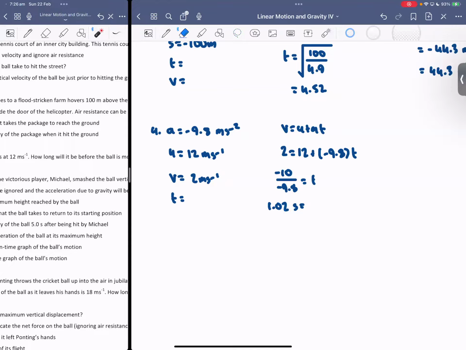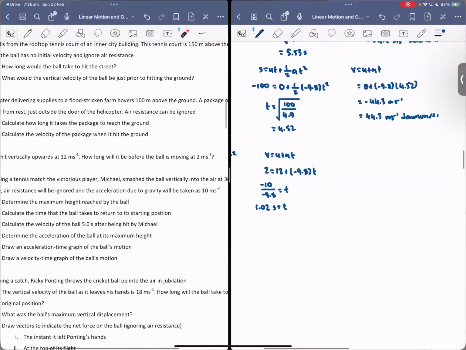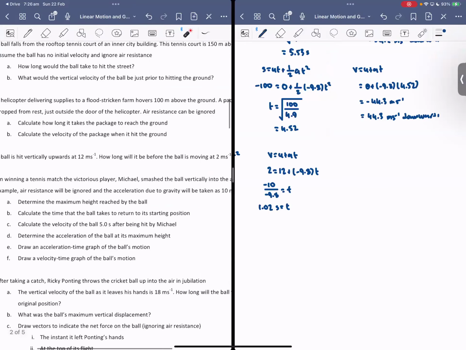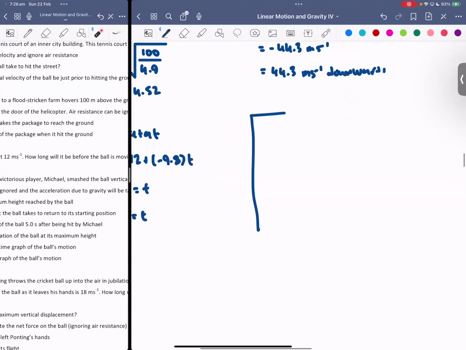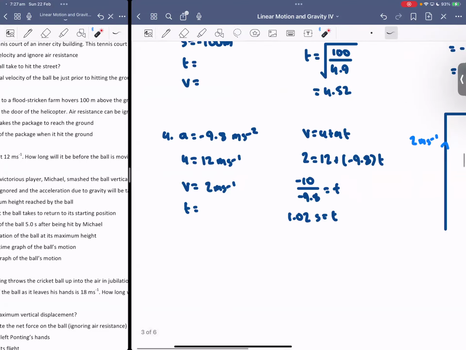Very few students I know get that question fully correct, because the question said the ball is thrown upwards. How long will it be before the ball is moving at 2 meters per second? Guys, if you throw the ball upwards, isn't it going to be moving down at some point as well? So there's some point where it's moving up at 2 meters per second, and a little bit later, it will be going at 2 meters per second on the way down. So it's actually a second answer.